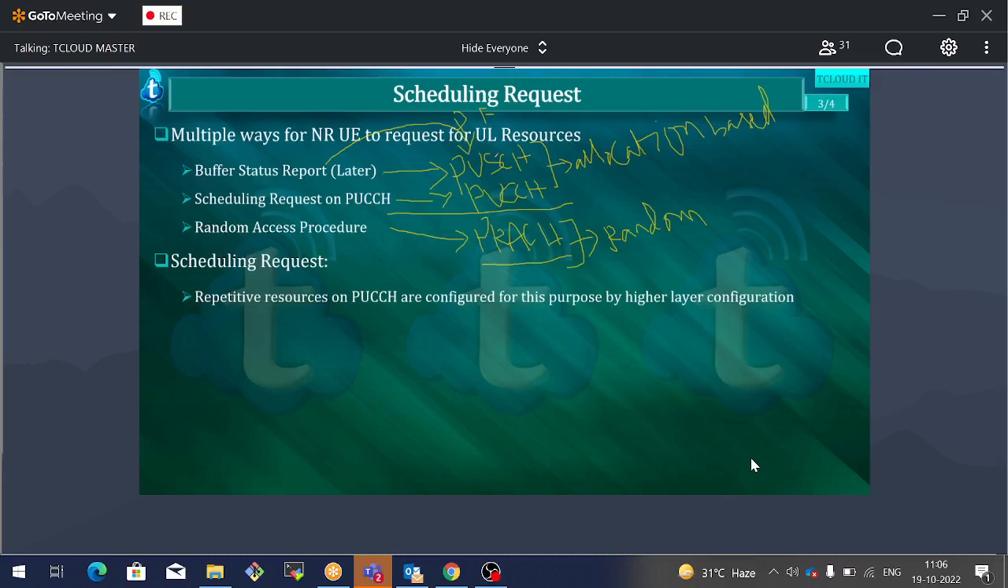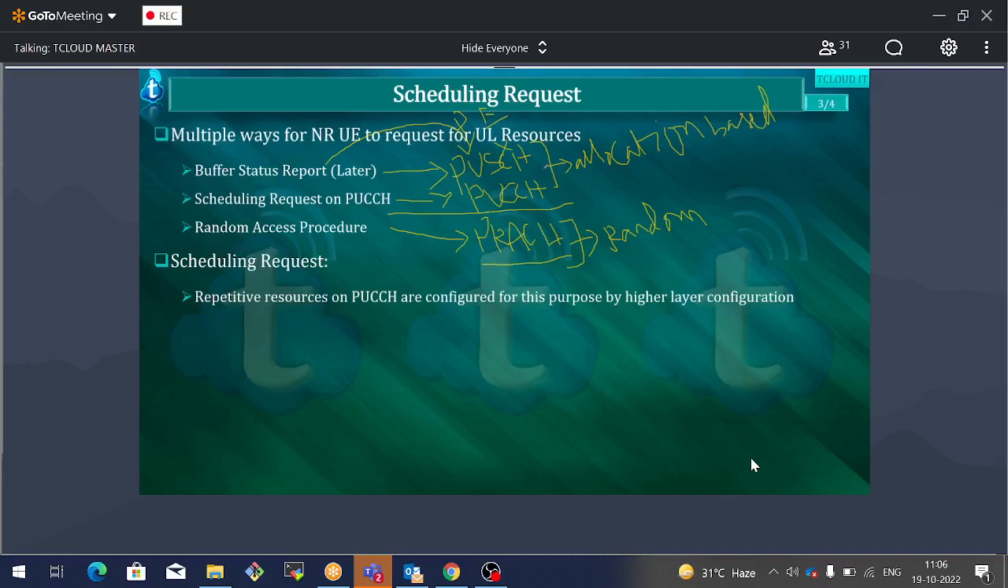At the same time, you are sending a buffer status report to the gNodeB, asking that, hey, for my future, I need more PUSCH resources. That means by using PUSCH itself, you are saying that I need more PUSCH resources in the coming time units, in the coming slots. Please allocate me.